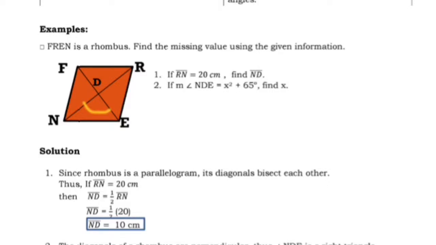Okay? So for solution number 1, since rhombus is a parallelogram, each diagonals bisect each other. Thus, if RN is equal to 20 centimeters, we can have ND as its half. Okay? So 1/2 of RN. So 1/2 of 20 is 10. Therefore, ND is equal to 10 centimeters.